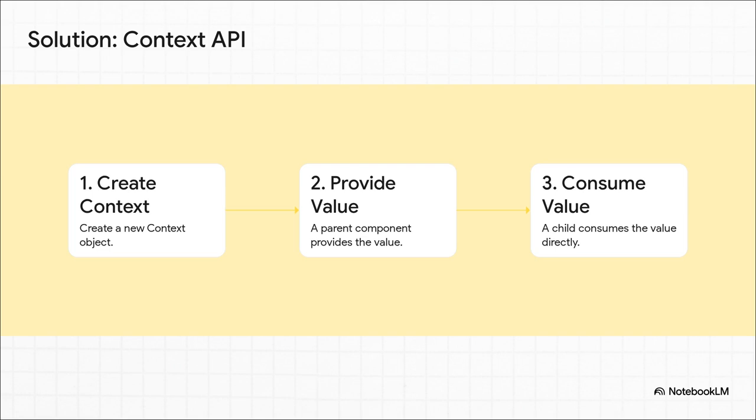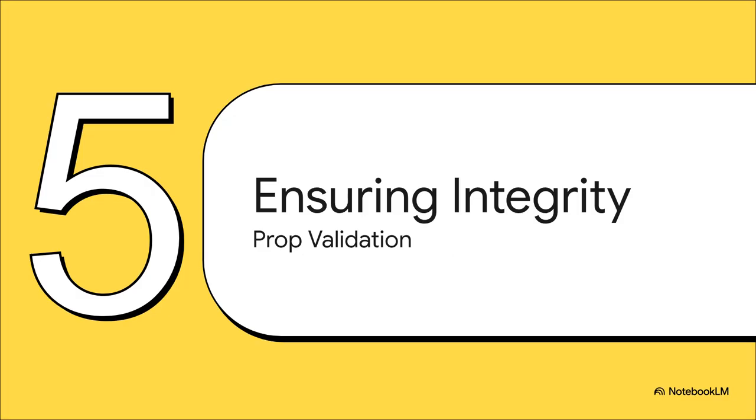So, to get around this, React gives us a fantastic tool, the Context API. Think of it like creating a special data channel. A parent component way up top can provide a value into this channel. Then any child component, no matter how deep it is, can just tap into that channel and consume the value directly. It completely skips all the components in the middle. It's like teleporting data.